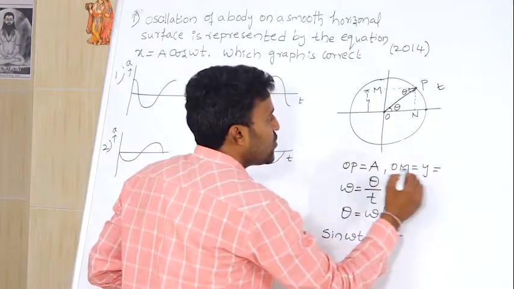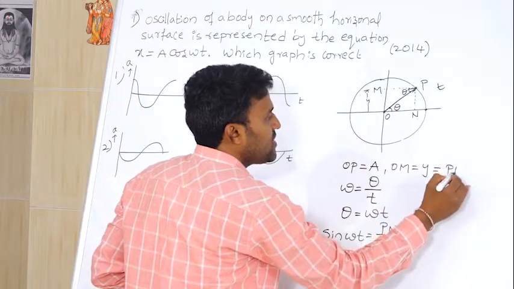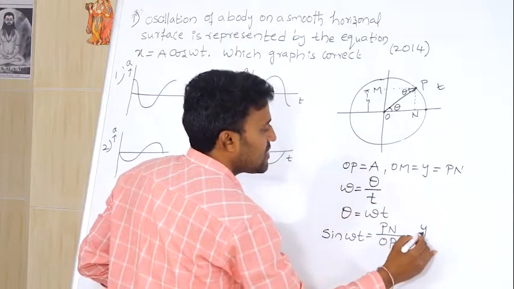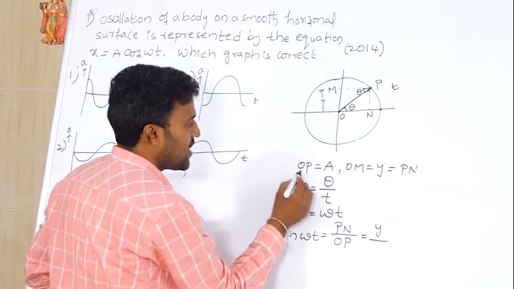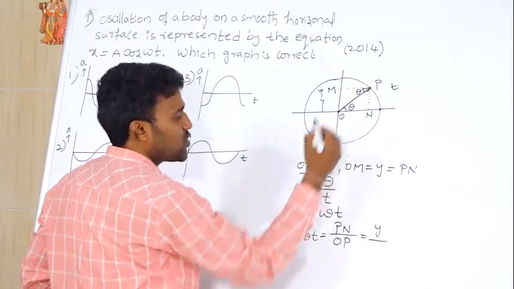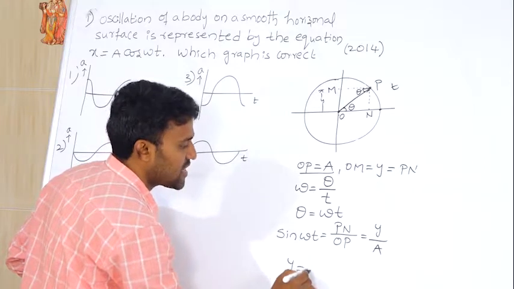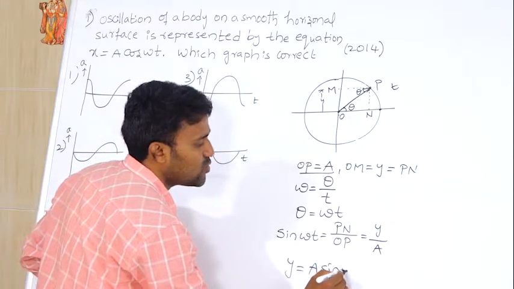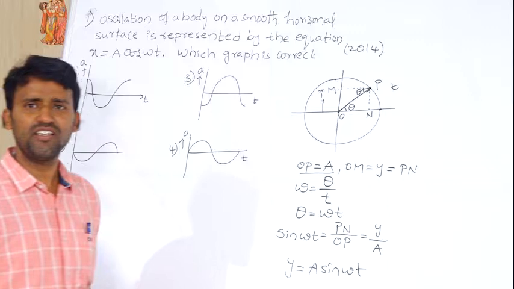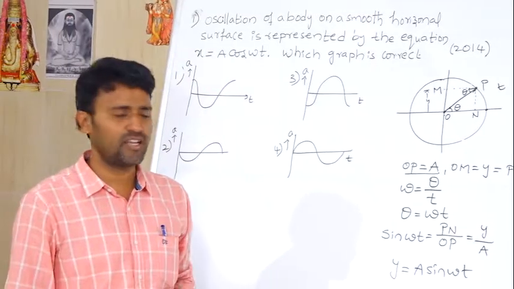So this OM is equal to PN, that we can write as y. OP is equal to A. Initially I told you OP is the position vector, that is the maximum displacement. So y is equal to A sin omega t, we got it.